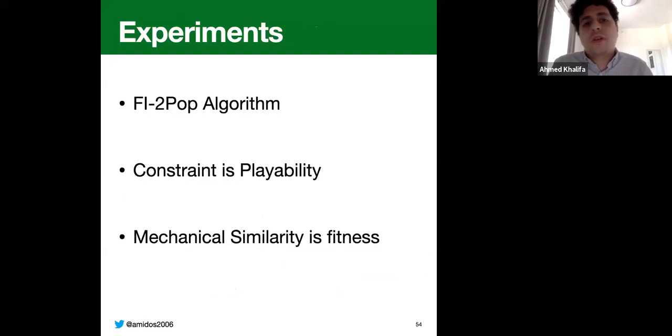So we use the FI2Pop algorithm that we talked about before, and we made the constraint to be playable. Even though we know that each scene is playable, we can't guarantee that if you slap stuff together, it will generate a bigger level that is still playable. So we just said, why not add playability as a constraint? And our fitness function is how similar we are to the original level.